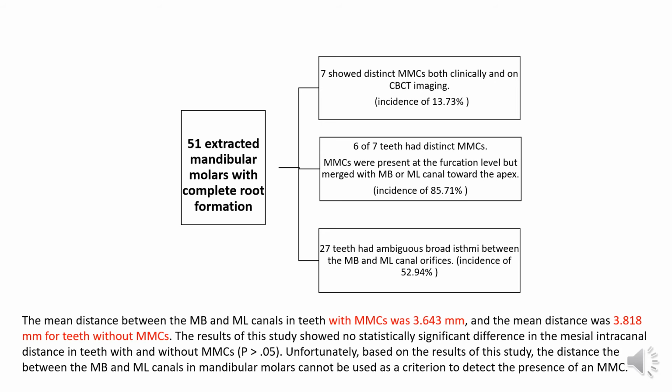For the mean distance between mesiobuccal and mesiolingual canals, in teeth with middle mesial canal it was 3.6 millimeters, while it was 3.8 millimeters for teeth without middle mesial canals. Based on the result of this study, the distance between mesiobuccal and mesiolingual canals cannot be used as a criterion to detect the presence of middle mesial canal in mandibular molars, as there was no significant difference in the mesial intercanal distance.